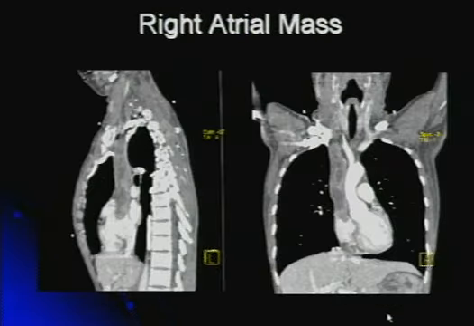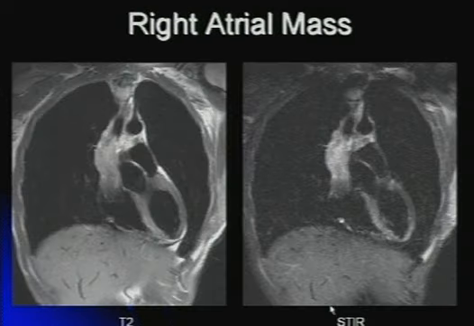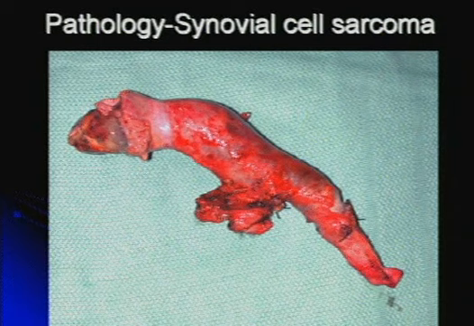Patient underwent CT scanning, and here we see a large heterogeneous mass completely filling the SVC in this patient. Patient underwent MRI imaging for further tissue characterization, and based on its T1, T2 characteristics, this was felt to be consistent with a malignancy as opposed to thrombus. Patient underwent surgical resection and pathology was found to be a synovial cell sarcoma.